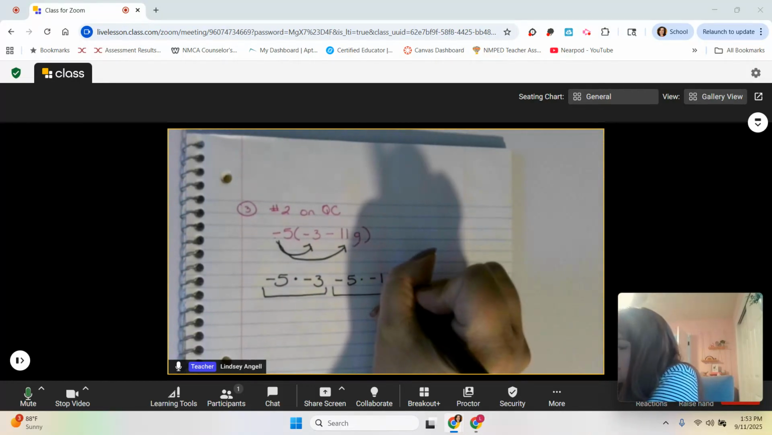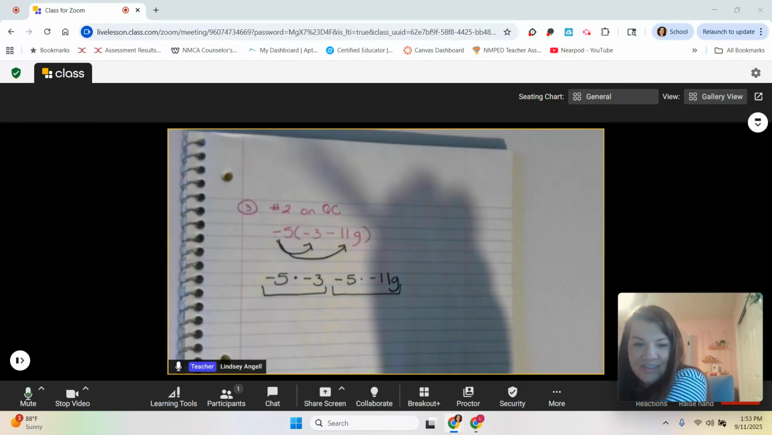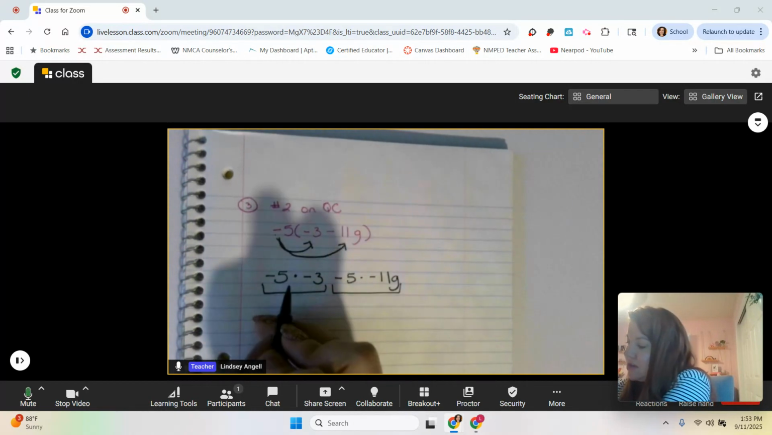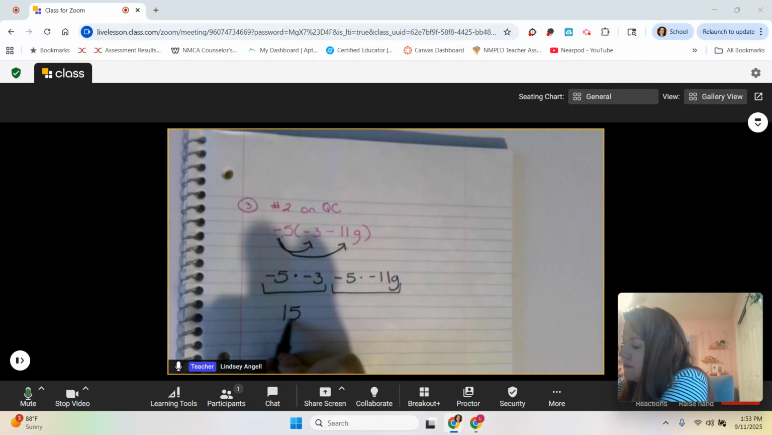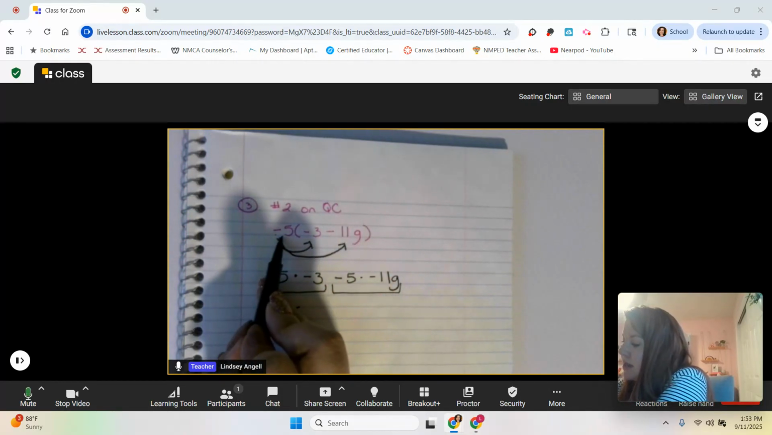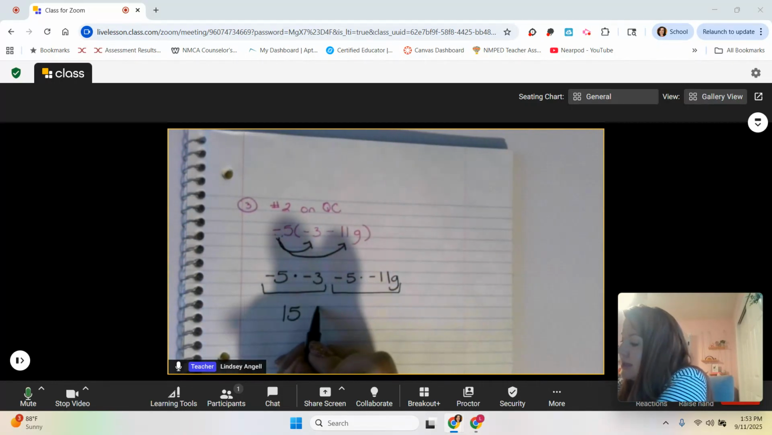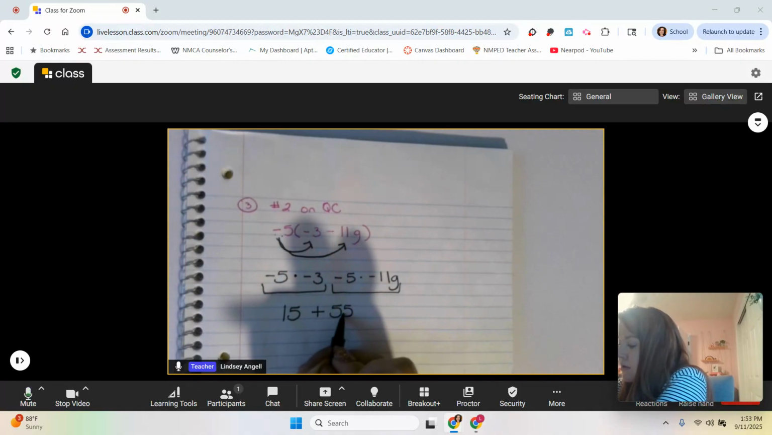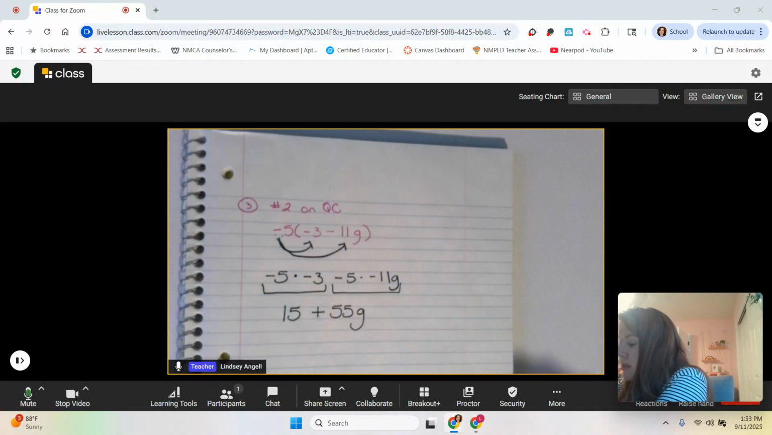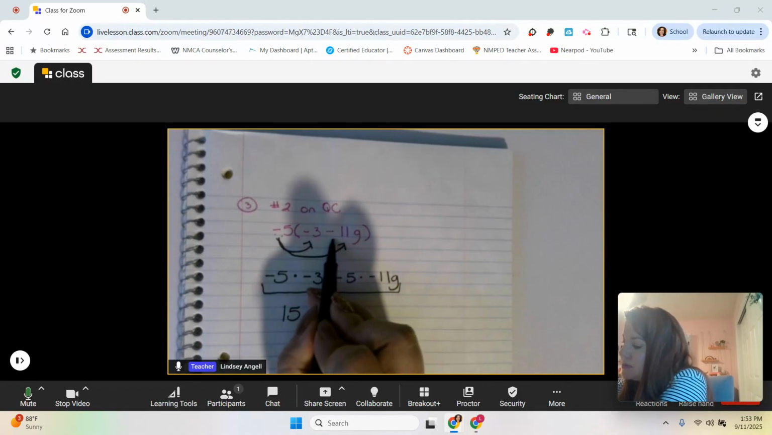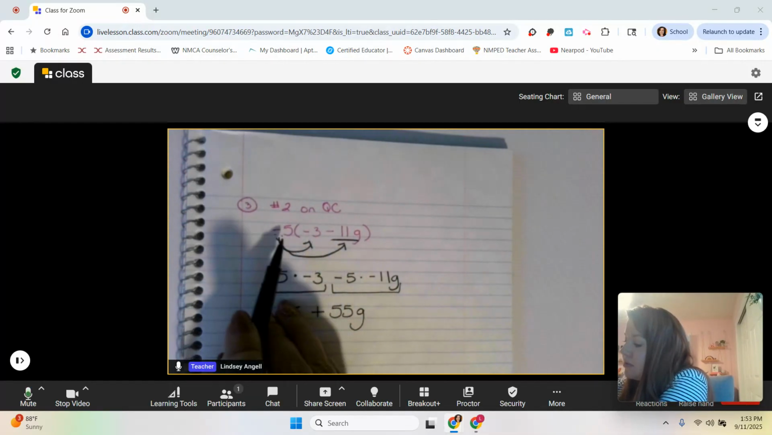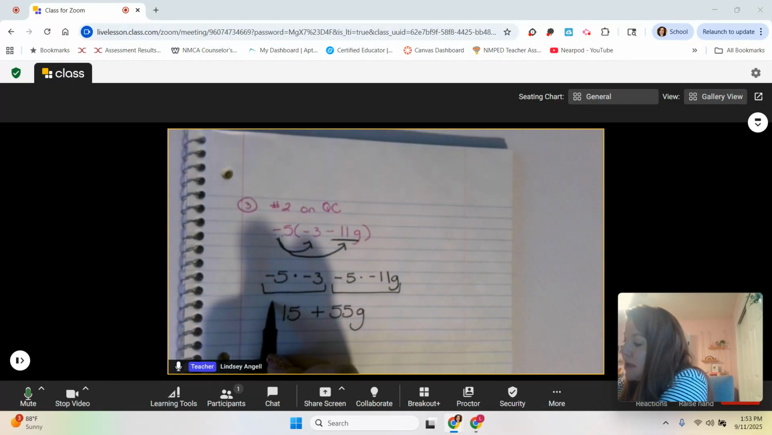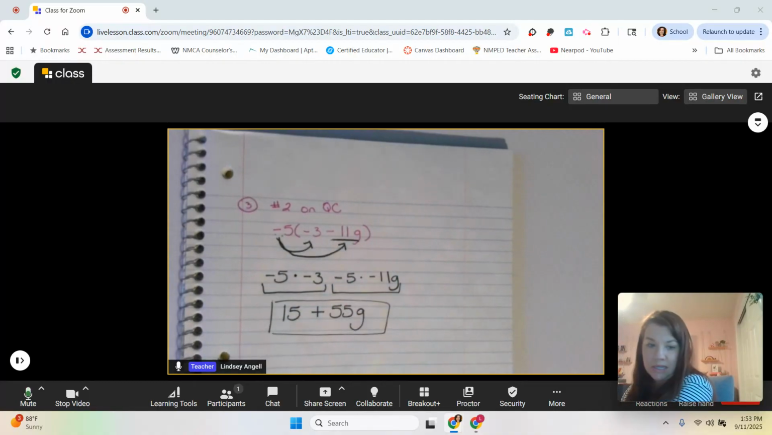Oh, I forgot my G. Did you notice that? Got to remember that. So -5 times -3 is positive 15. -5 times -11 is positive 55. And then this G is still there on the end because it was attached to the 11 up top. This is one term. So your final answer, basically, it's like a negative being multiplied by a bunch of negatives is going to give you a bunch of positives.